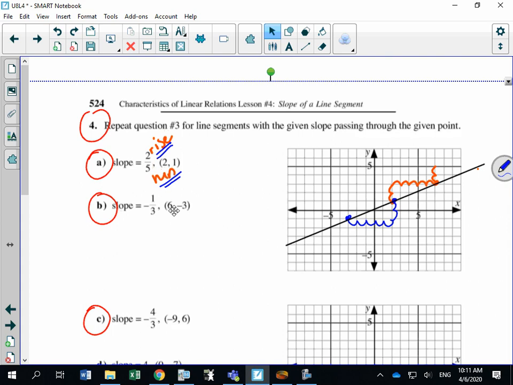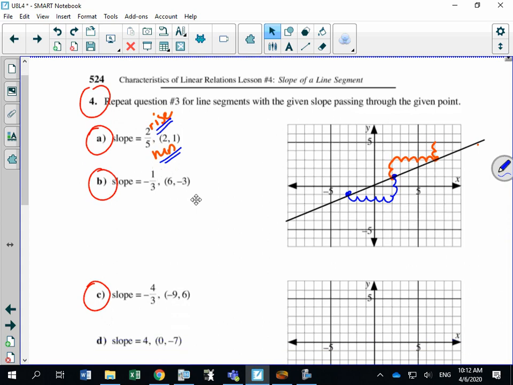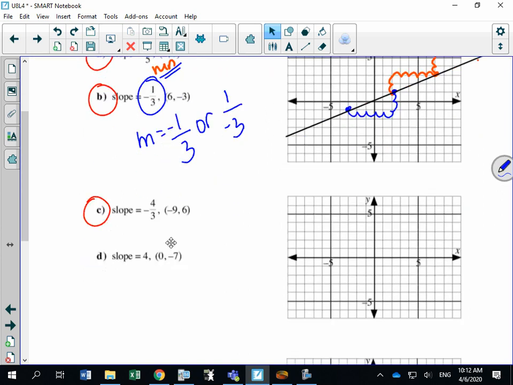Okay. For this guy here, put your ordered pair at 6, negative 3, and then slope of negative 1/3. Remember that you could either do this, or that is the exact same as moving the negative down here. So you could either do a fall of 1 and to the right 3, or rise of 1 and to the left 3. So just realize that these two are the exact same number. I'm just putting that negative either with the 1 or with the 3. But if you type these in your calculator, you get the exact same negative 0.333. And try C.